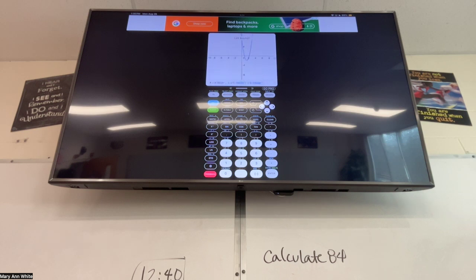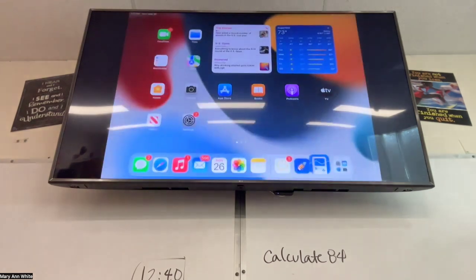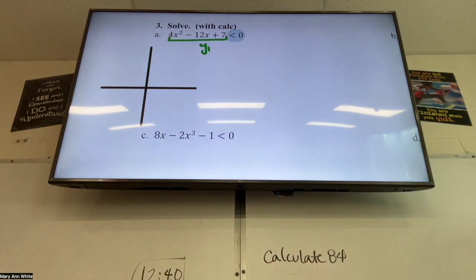So let's find those zeros. Left bound, right bound. One zero is at 0.8, and my other zero is at 2.2. So I've got my little quadratic over here. I've got a zero at 0.8, and I have a zero at 2.2. Okay. Now I want to know where the graph is less than zero.